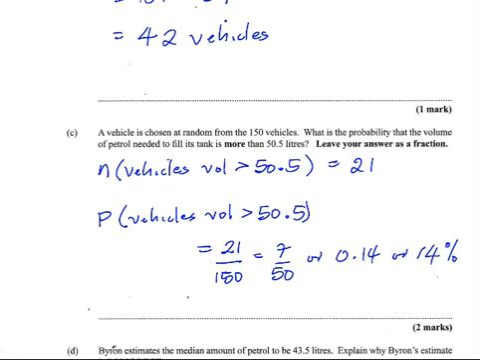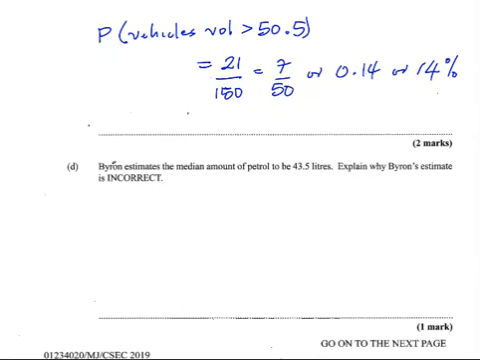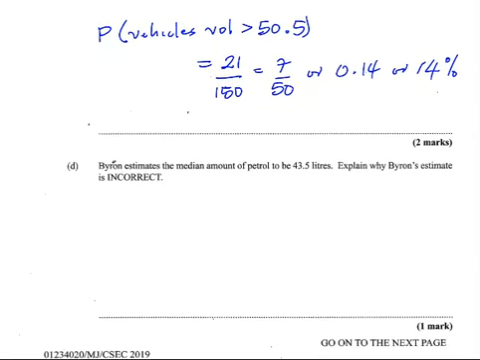D part of the question. The D part says, Brian estimates the median amount of petrol to be 43.5 liters. Explain why Brian's estimate is incorrect. The first thing, I'm going to write the answer, then we're going to go back.